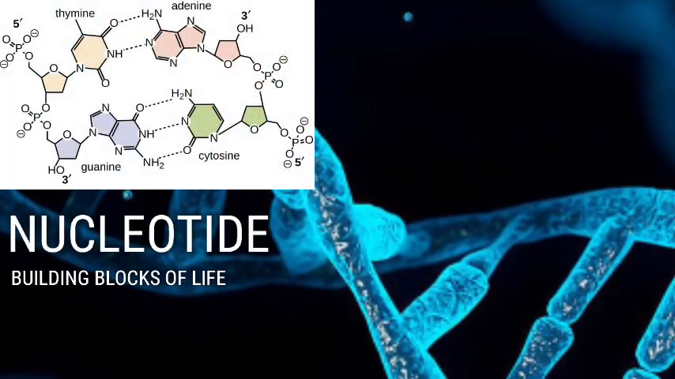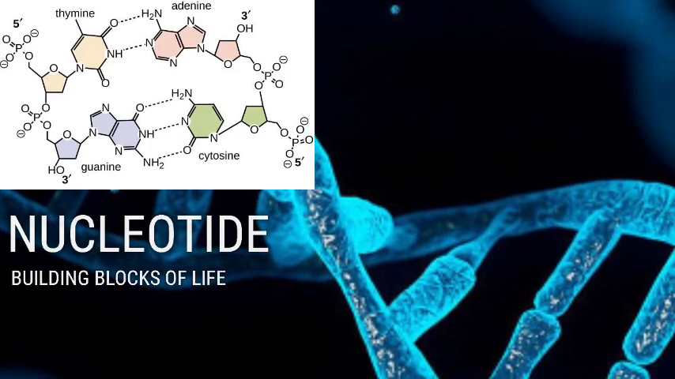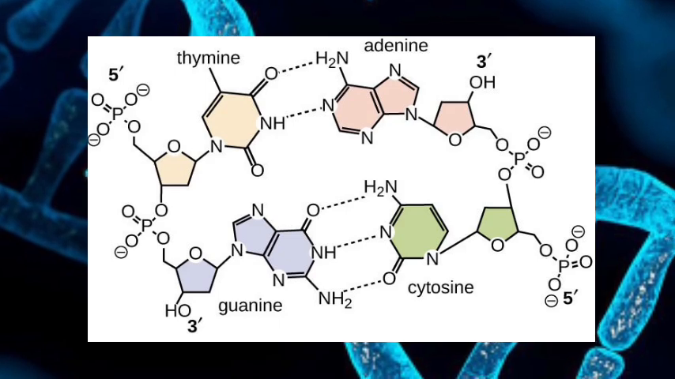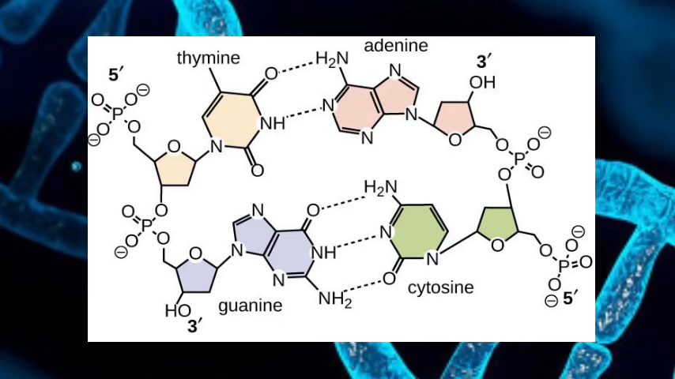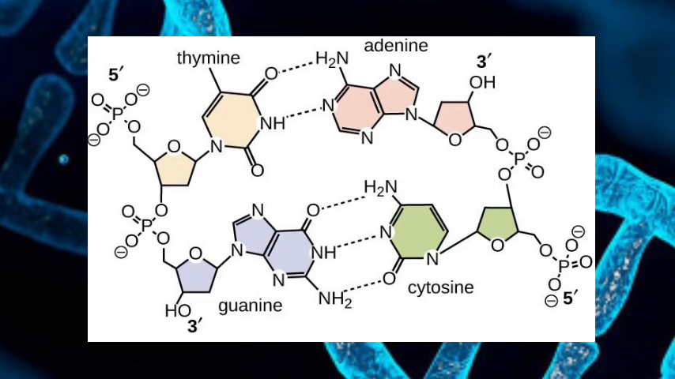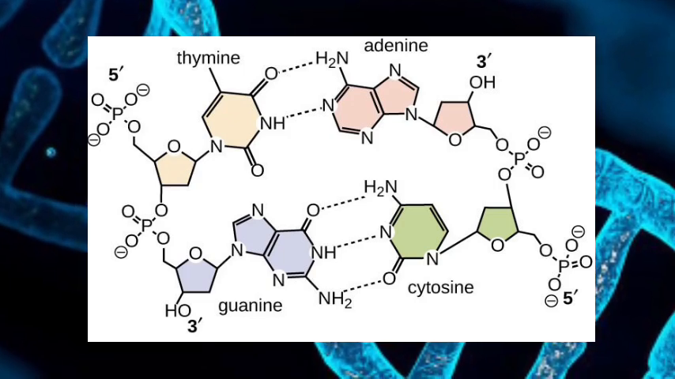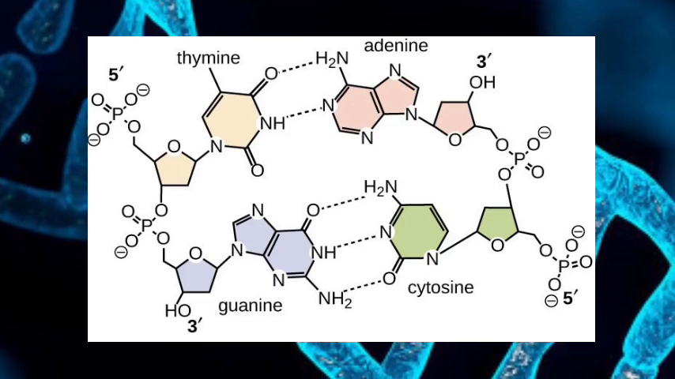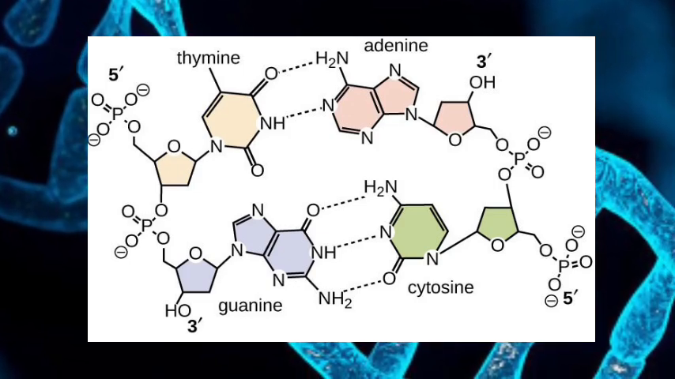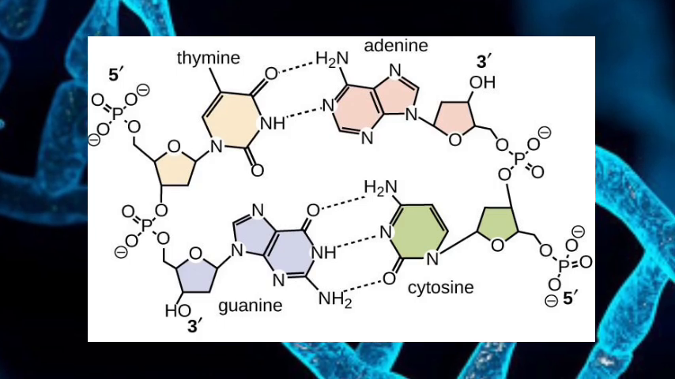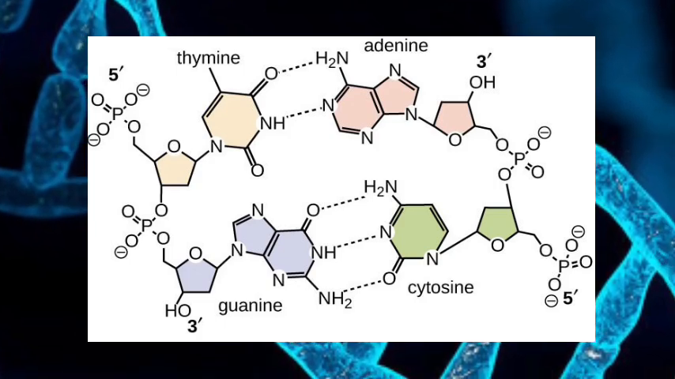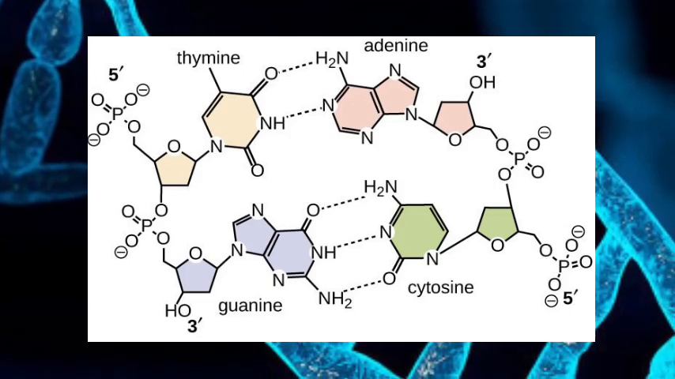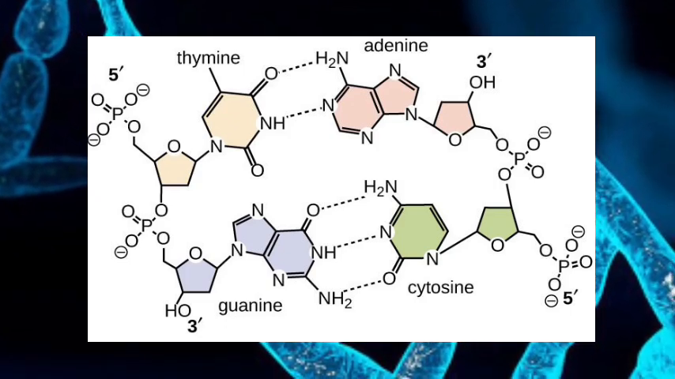Now let's zoom in further. Within the DNA strand, we find nucleotides, the building blocks of DNA. Each nucleotide consists of a sugar, a phosphate group, and one of four nitrogenous bases: adenine, thymine, guanine, and cytosine. The specific sequence of these bases forms the genetic code, determining the unique characteristics of every organism.